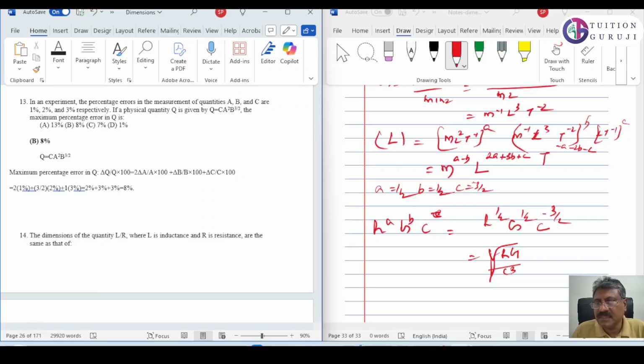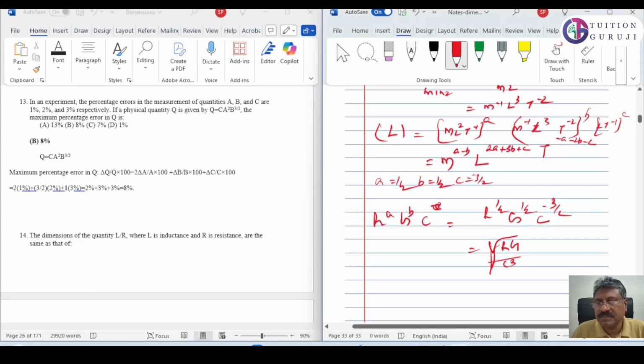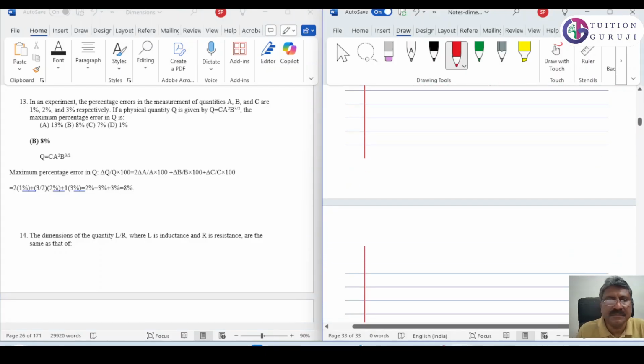Let's see the next problem. If in an experiment the percentage errors in the measurement of quantities A, B, C are 1%, 2% and 3% respectively, A is 1% error, B is 2%, C is 3%. If Q is equal to C A square B raised to 3 by 2, then what is the maximum percentage error of Q?